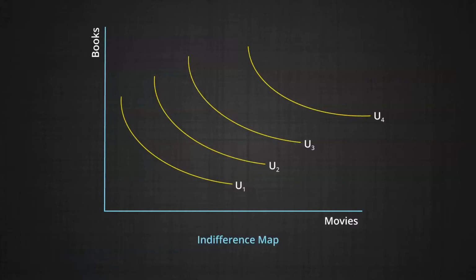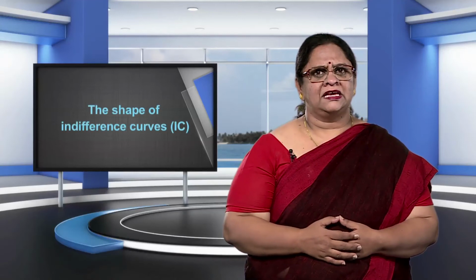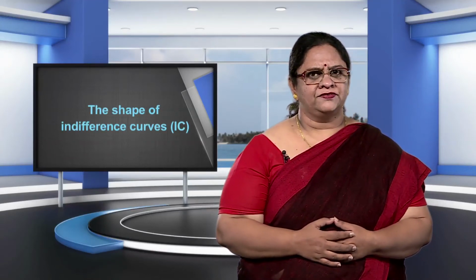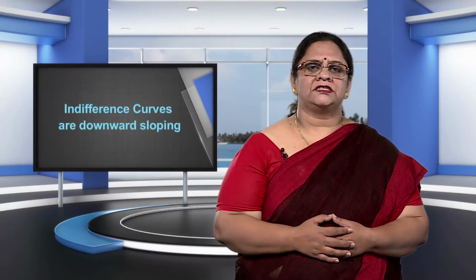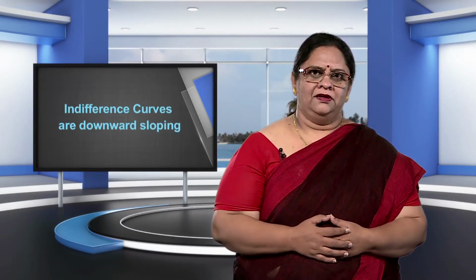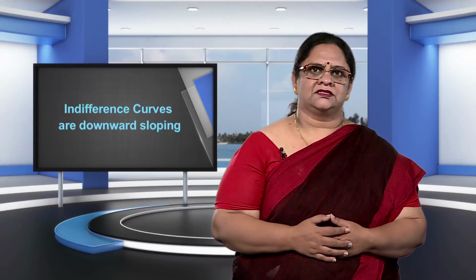The set of indifference curves representing a consumer's preferences is called an indifference map. The diagram on your virtual screen represents one such indifference map. What can we say about the shape of indifference curves? 1. Indifference curves are downward sloping. It is easy to see why this is so.